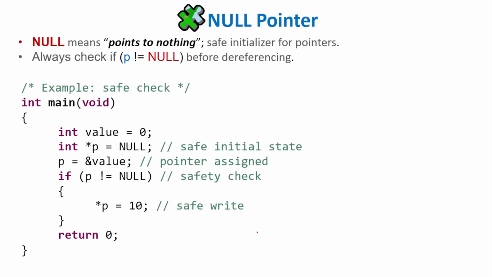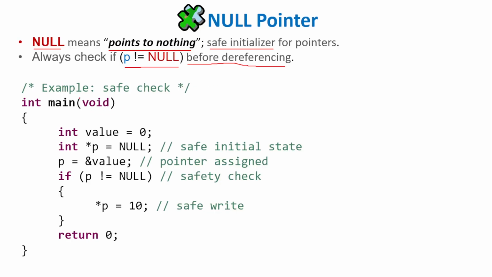Null pointer. A null pointer is a pointer that points nowhere. It holds the value 0, meaning it does not reference any valid memory location. Null pointers are extremely important because they help prevent accidental memory access. Before using a pointer, always check if it is null. Dereferencing a null pointer leads to undefined behavior and program crashes.